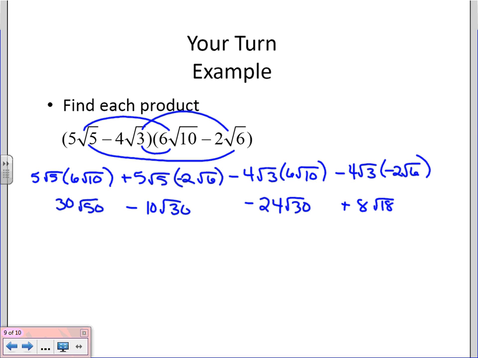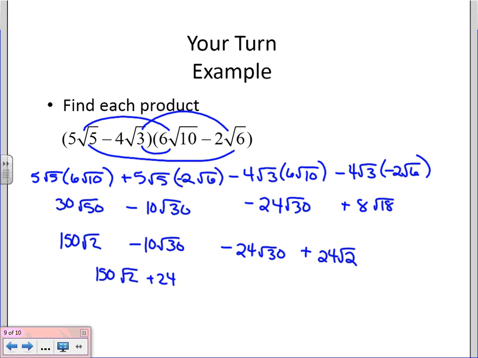And when you simplify this, this becomes 150 square root of 2, minus 10 square root 30, minus 24 square root 30, plus 24 square root 2. And we can rewrite this with 150 square root 2 plus 24 square root 2 minus 10 square root 30 minus 24 square root 30. And this becomes 174 square root 2 minus 34 square root 30.